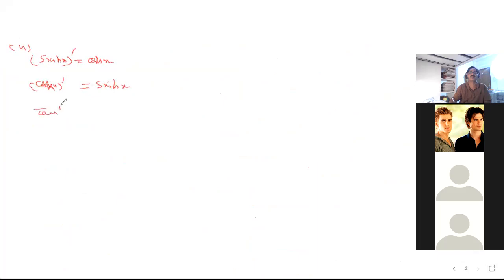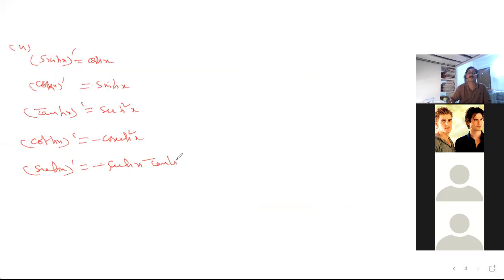Tan hx: you can write here secant h square x, same as it is. Cot hx: minus cosecant h square x. And next one is secant hx: minus secant hx tan hx. And cosecant hx dash: minus cosecant hx cot hx you can write.